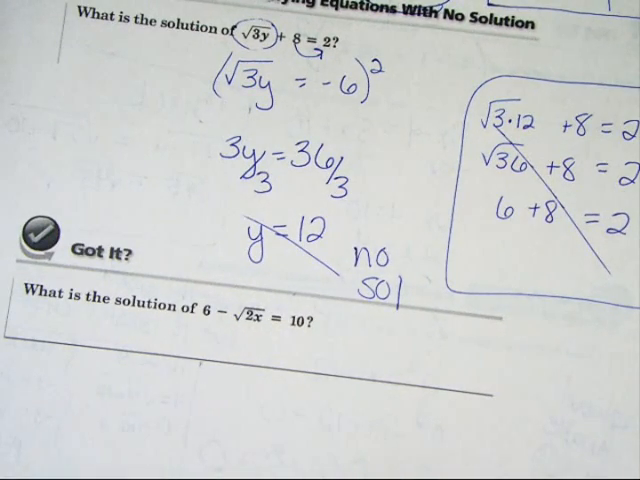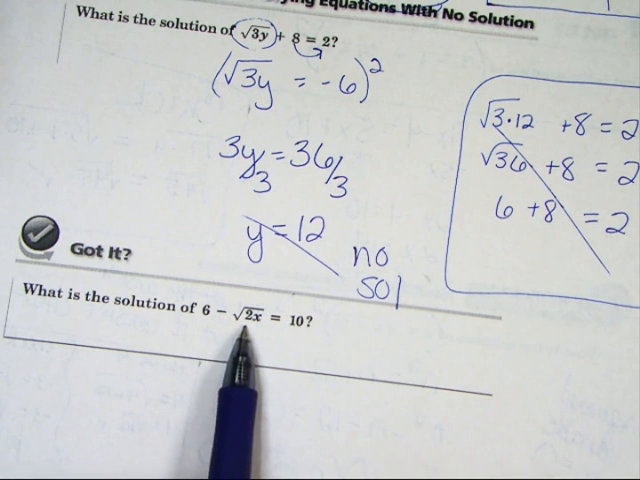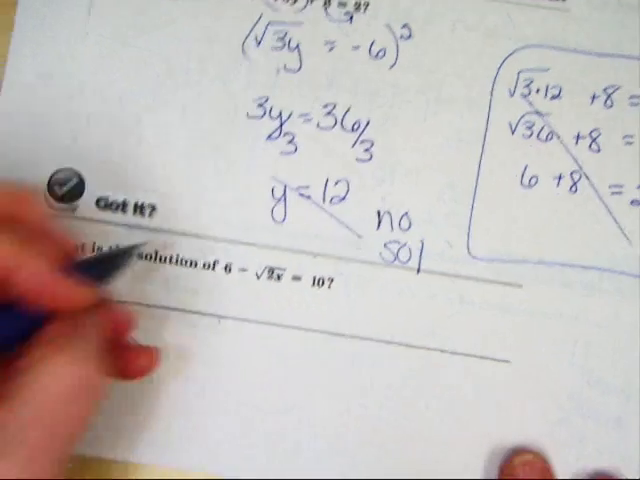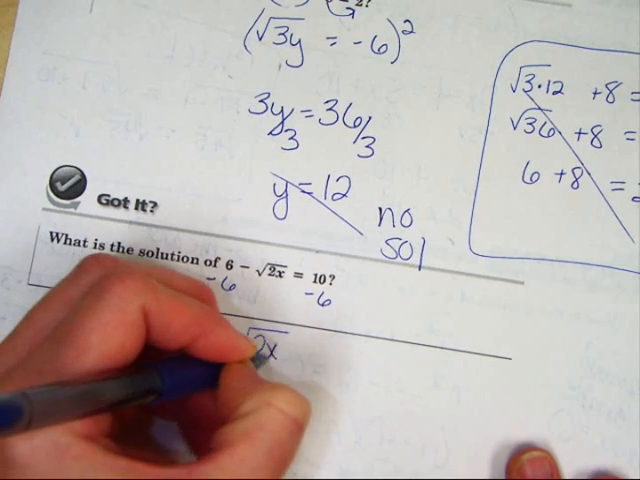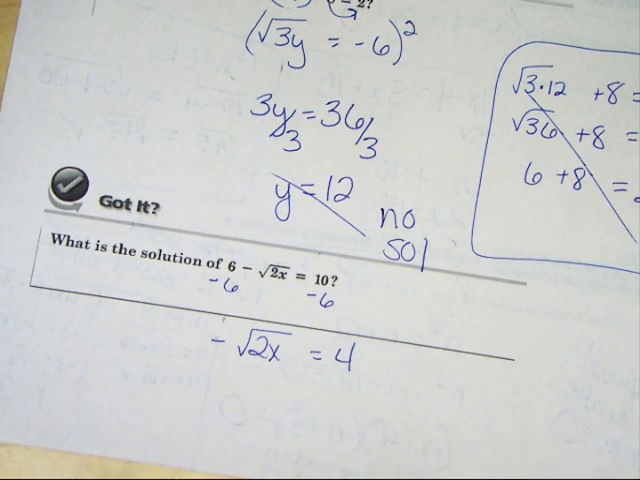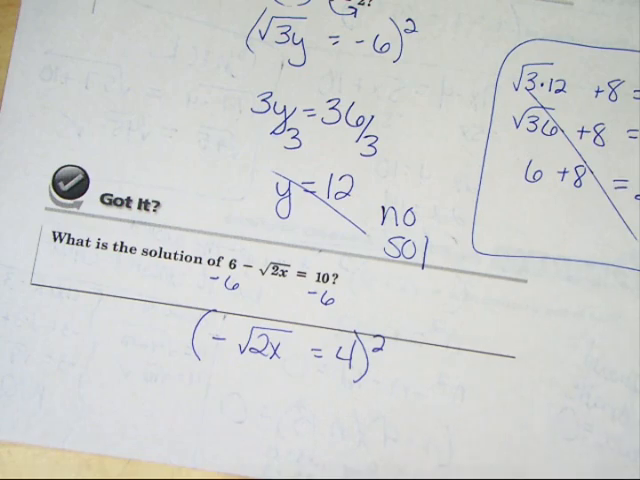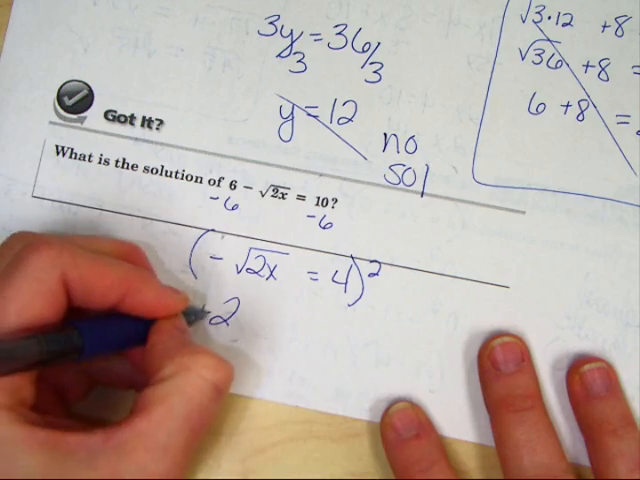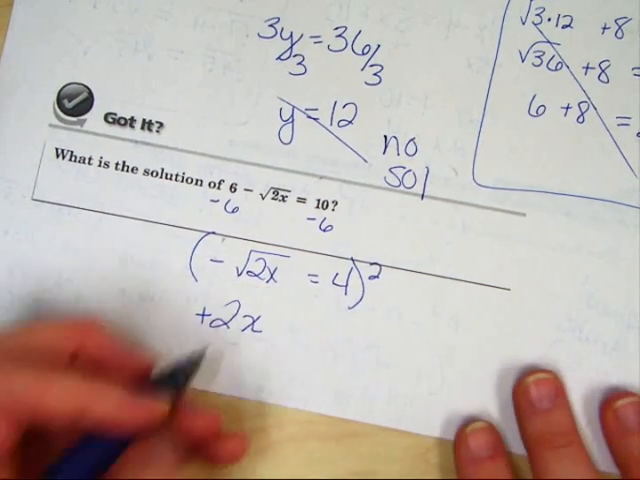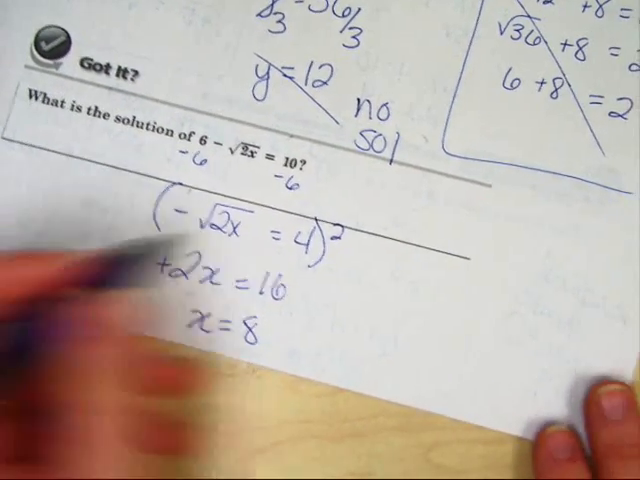Let's take a look at the got it. What is the solution of the following? 6 minus the square root of 2x equals 10. I'm going to take away 6, and I'm going to get the negative square root of 2x equals 4. At this point in time, you can either divide the negative over, or you can just square it as it is. I am going to square it as it is, and I'm going to get a positive, because a negative times a negative is a positive, 2x, it has been freed, equals 16. X equals 8 when you divide.